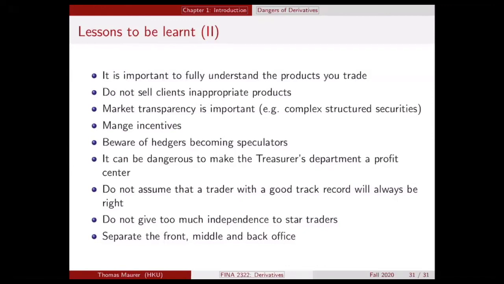And on the other side, if your treasury department in your corporation starts to make big profits, and these profits are not justified by some other offsetting hedging positions, then maybe you should realize that these guys are not just hedging, that they actually started speculating. So you should keep an eye on these kinds of developments.